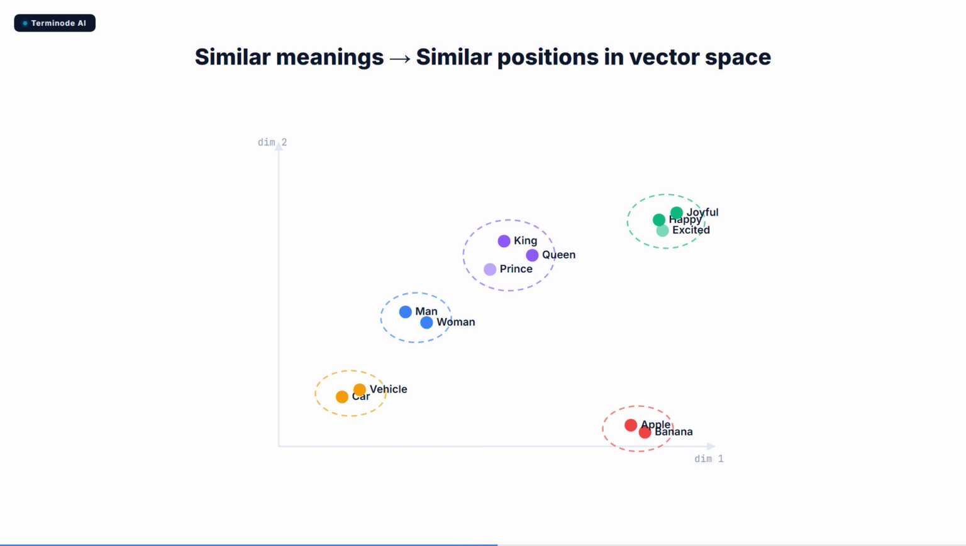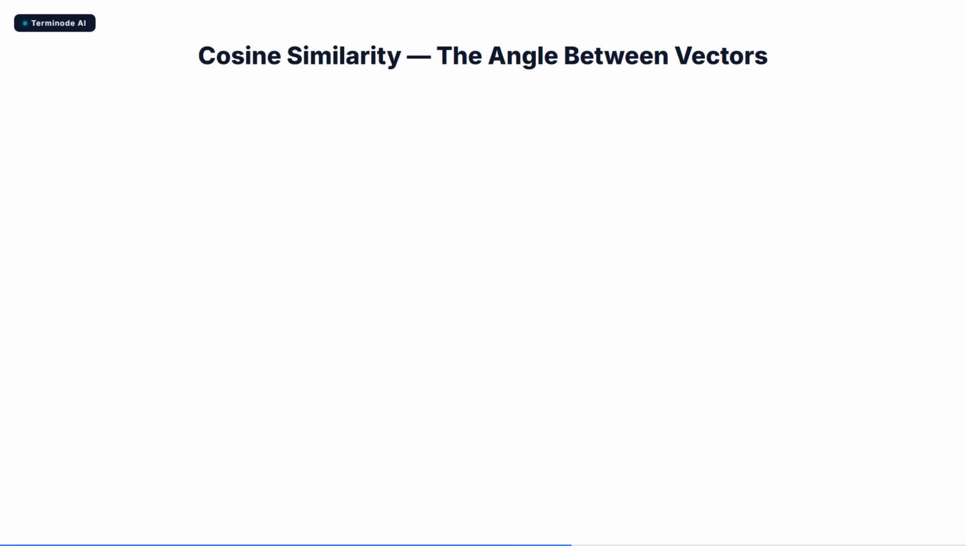Semantic search. A user types "heart attack symptoms." We embed the query and find the closest medical documents, even if they use the phrase "myocardial infarction" and never say "heart attack" at all.